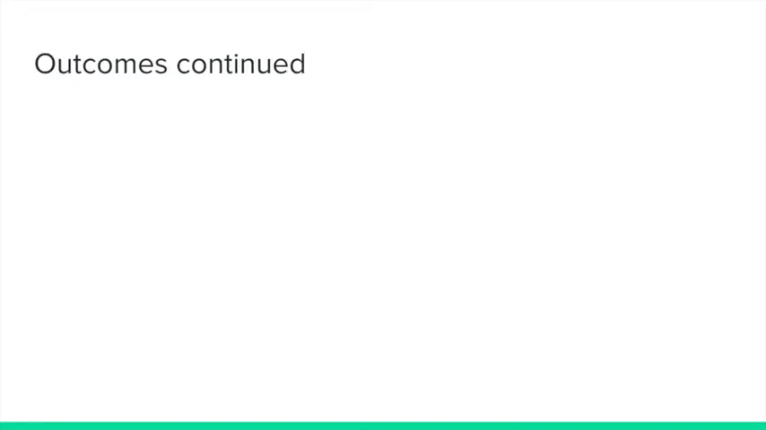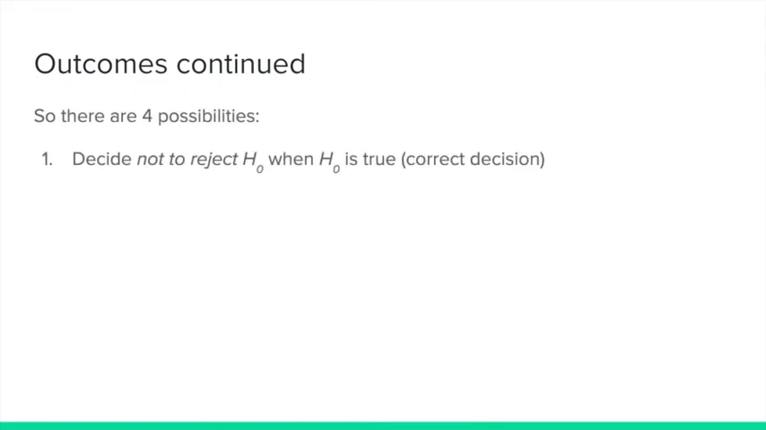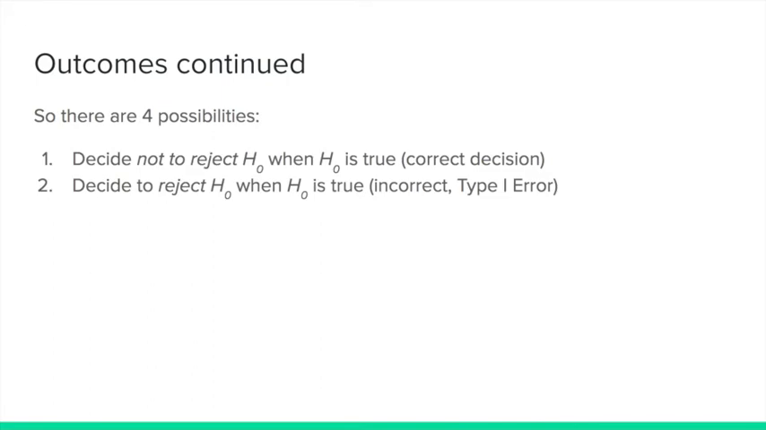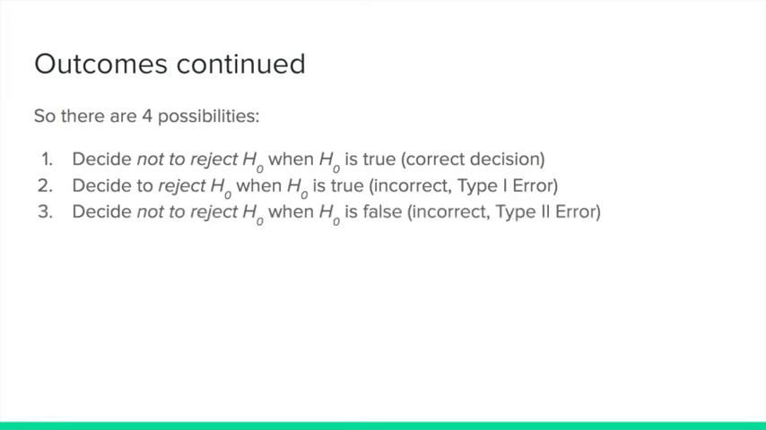So what we want to show is that there are four possibilities. Okay, we decided not to reject when H naught is true, which is correct. We can decide to reject when H naught is actually true. Okay, that's an incorrect decision, and that's a type 1 error, because we rejected when the null is true. The third possibility is we decide not to reject, but the null is actually false, which is again an incorrect decision. This time it's a type 2 error.